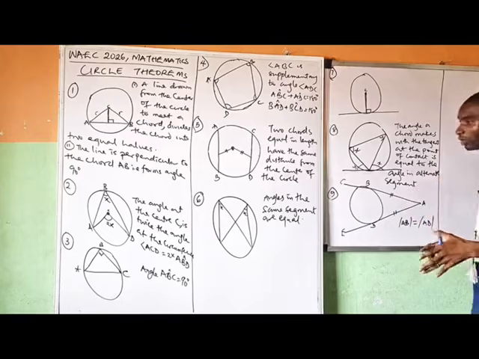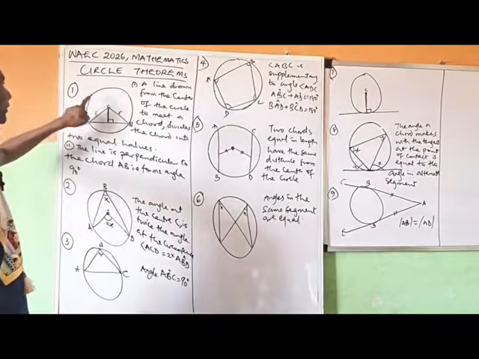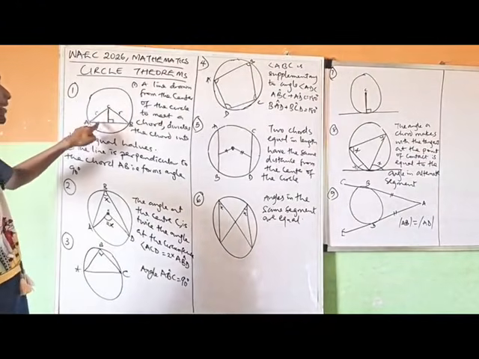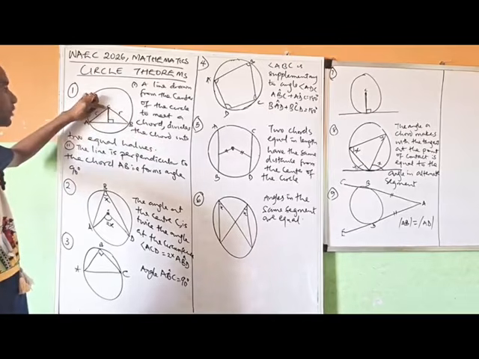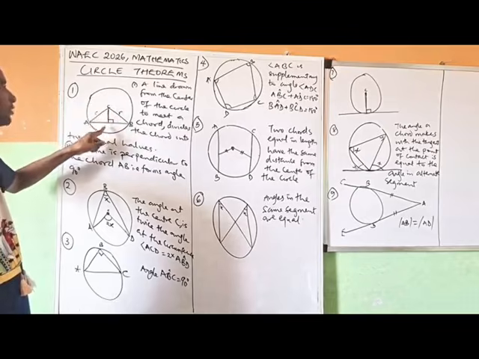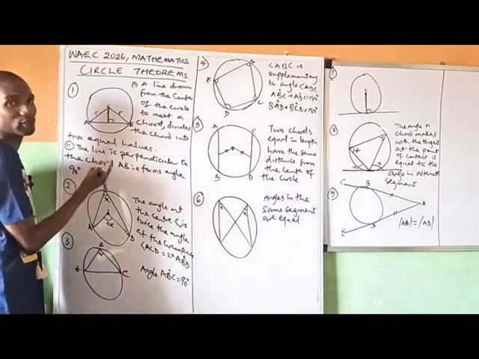So let me quickly do a run through from the beginning. Number one, when you have a circle and a line drawn from the center of the circle to a chord, it divides the chord into 2 equal halves, and the line is perpendicular to the chord, meaning it forms an angle of 90 degrees.